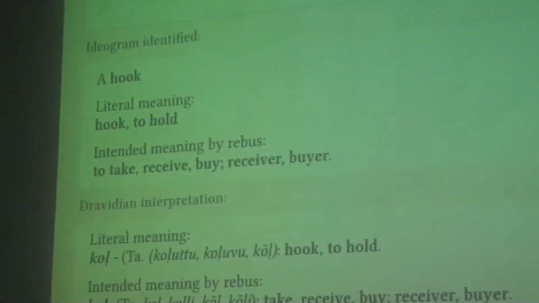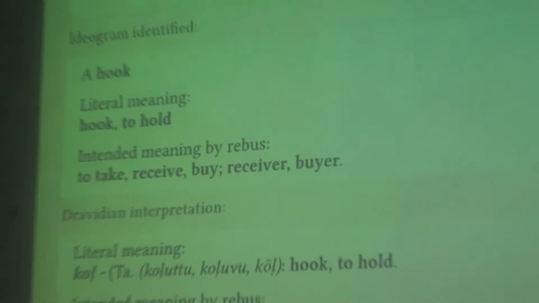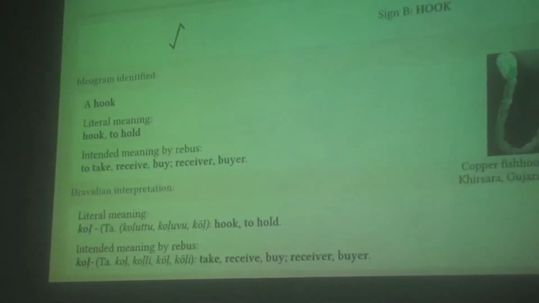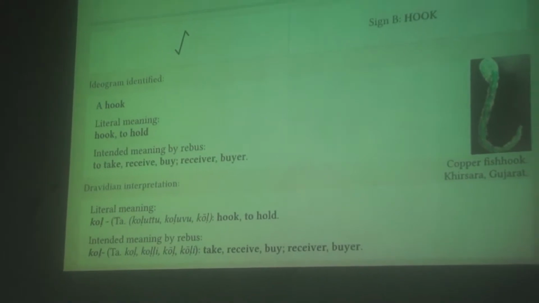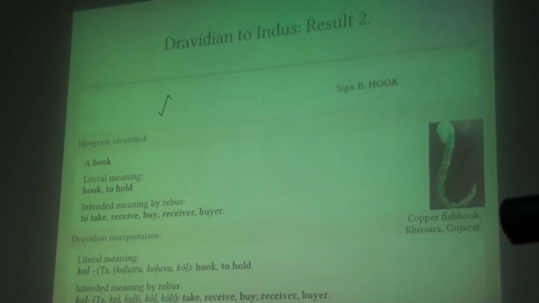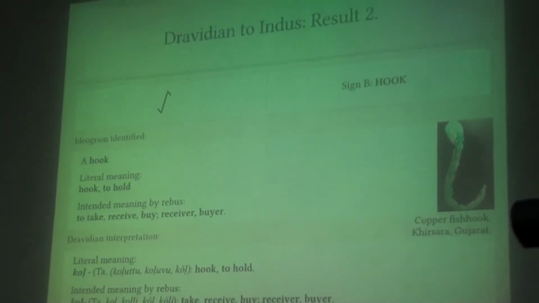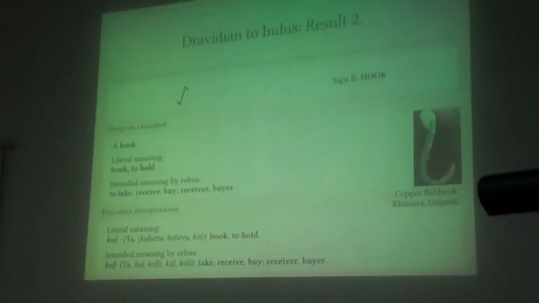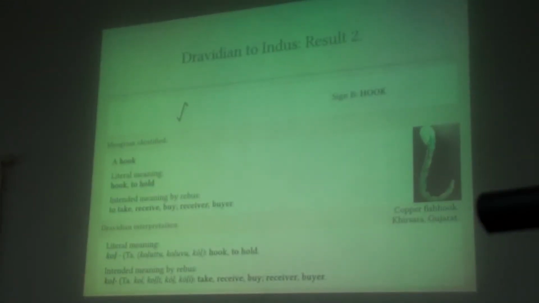Then we go to the second sign, which is exhibited there, which is quite simply the hook. I have shown a copper fish hook from the Harappan site of Kuntasi in Gujarat, but that is only an example. The hook means every kind of hook. The dictionary gives many meanings: hook, gold, ram, tree, etc. And so the literal meaning of this ideogram is hook, verb, to hold something.